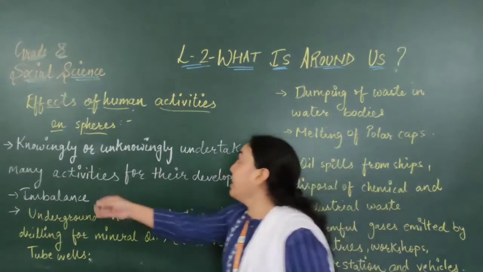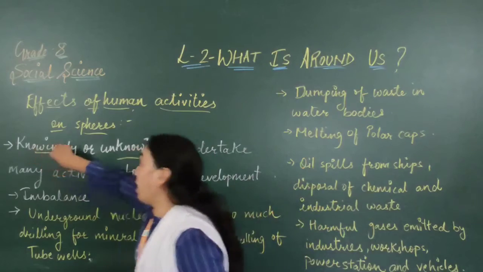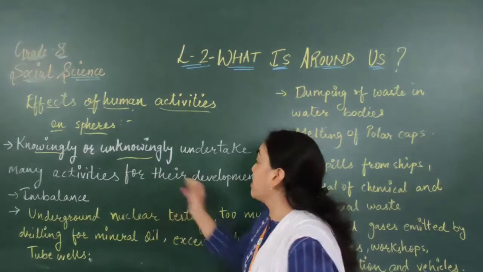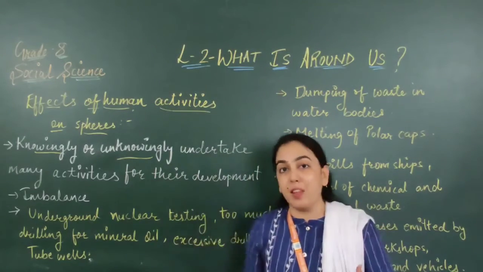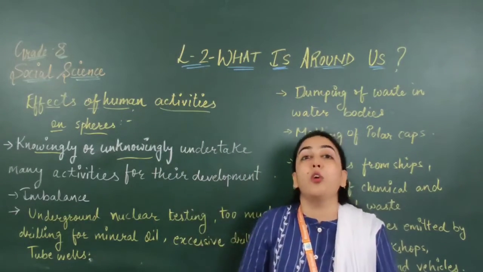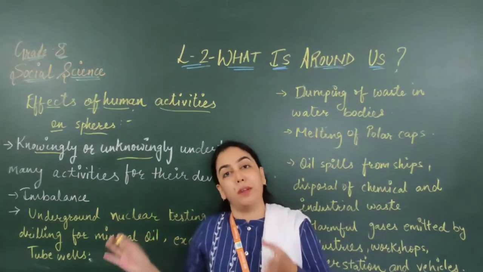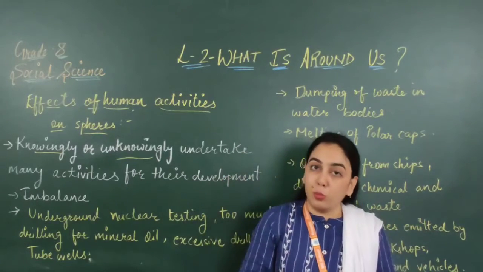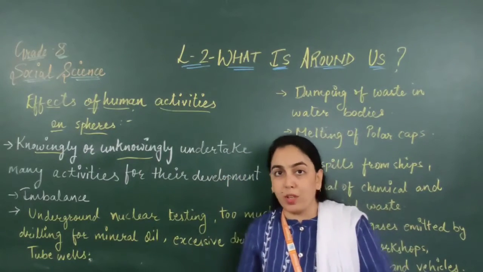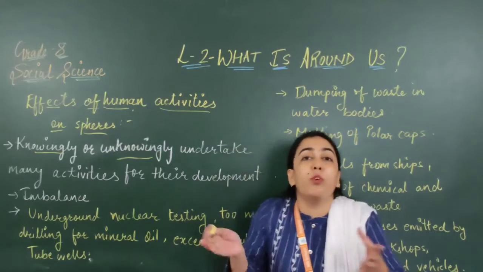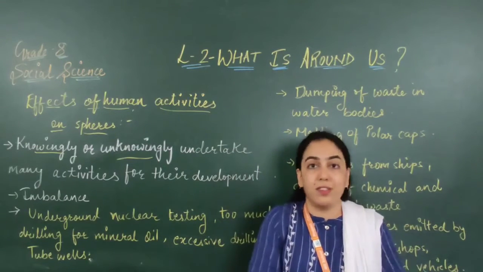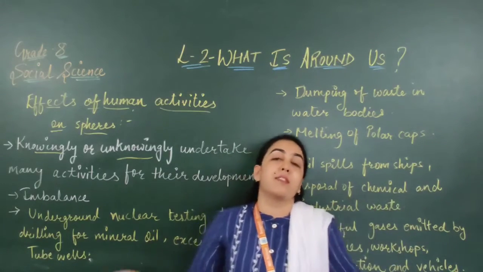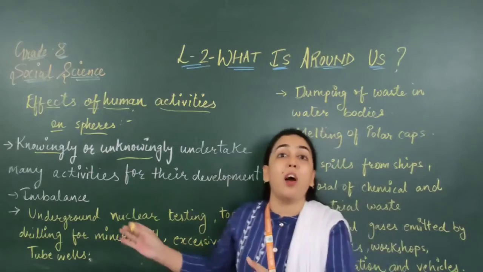First of all, knowingly or unknowingly, we the humans are undertaking many activities for our own development, but knowingly or unknowingly they are destroying or disturbing the spheres. There are so many activities done by humans. Some we know the results of, and some we don't know the consequences of. But it is assumed that they are creating disturbance in nature, they are threatening our spheres.